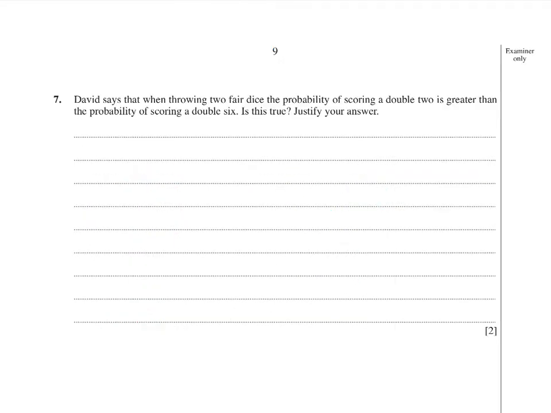Okay, what David's done here is he's made the opinion that getting a double 2 is greater than scoring a double 6. Is this true? Justify your reason. Okay, so the chance of me getting a double 2, we've looked at this before where we drew a two-way table.